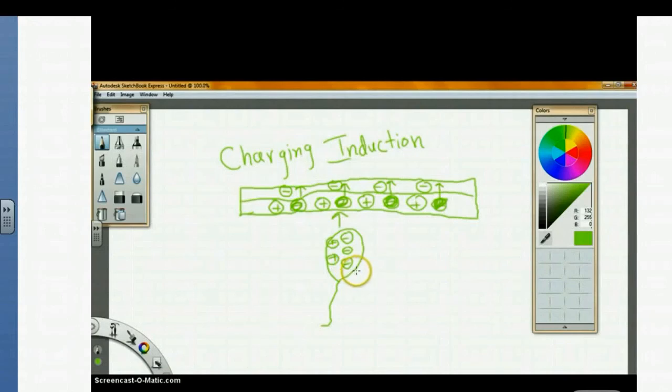We're going to do these in class tomorrow, so you guys will get a first-hand experience with it. Alright guys, hopefully that helps a little bit more. We will do these in class, and I'll show you. I'll rub some balloons on your heads tomorrow. You guys do it to each other. We'll talk about how those electrons move.